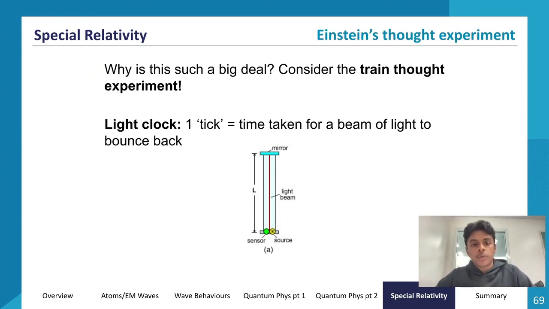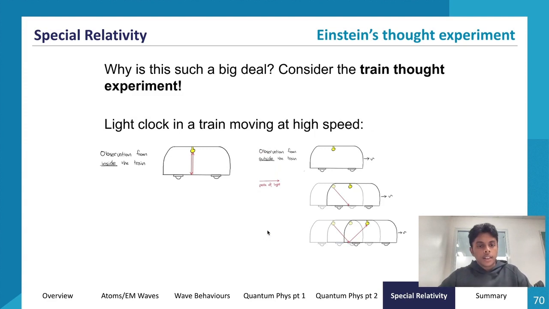Now think about the train thought experiment. We have the light clock, and we have 1 tick in the light clock, which is the time taken for a beam of light to bounce back. It goes up to the mirror and bounces back to the sensor, that's 1 tick. Now, let's look at the light clock in a train moving at a very high speed.